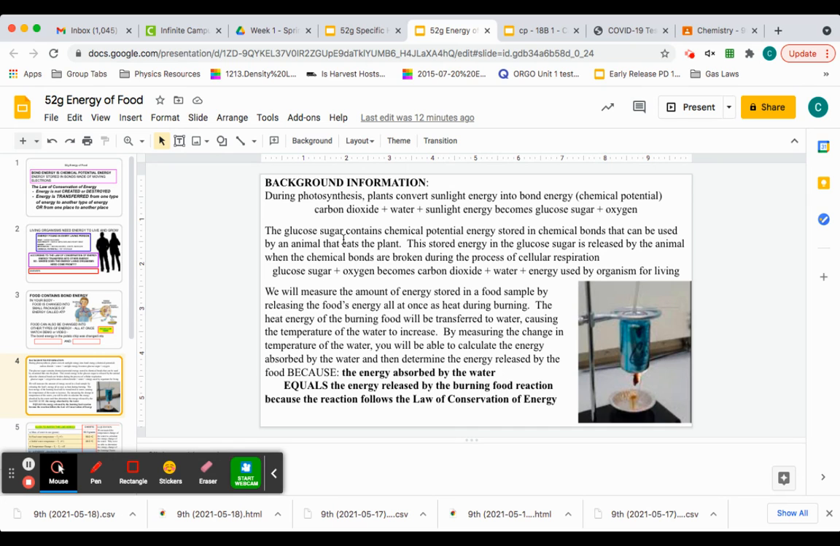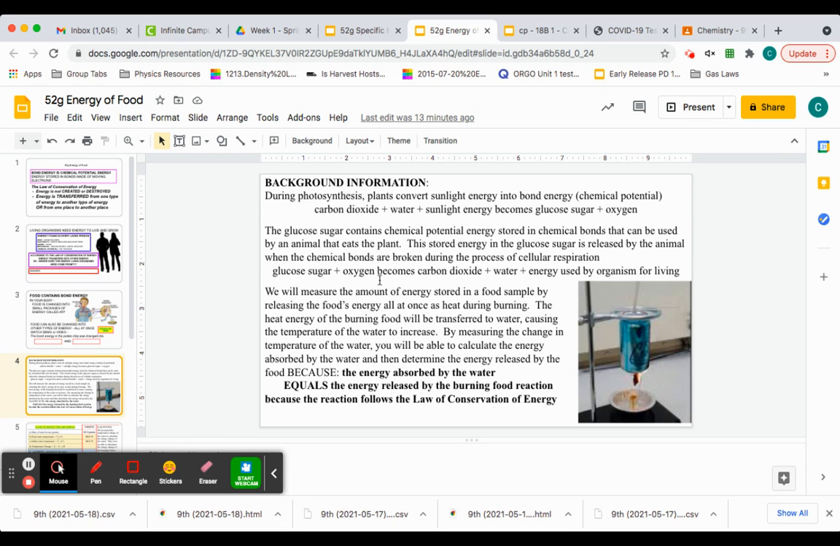The glucose sugar contains chemical potential energy stored in chemical bonds that can be used by an animal that eats the plant. This stored energy in the glucose sugar is released by the animal when the glucose bonds are broken during the process of cellular respiration. Glucose sugar plus oxygen becomes carbon dioxide plus water plus energy used by the organism for living.